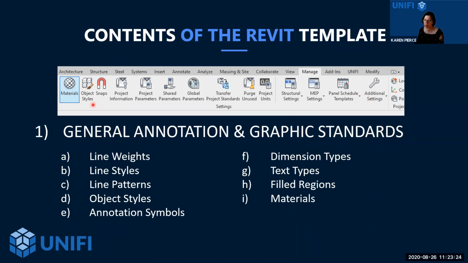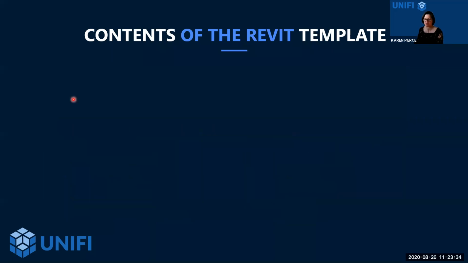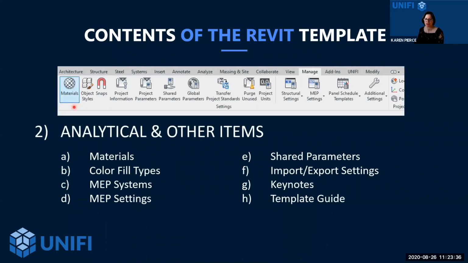I can also go after object styles, annotation symbols, materials. Materials are also, by the way, not just annotation and graphics, but as you see on the next page here, it's also about analytical. Materials have things like physical and thermal properties. So ensuring that not just does it look right, but if I'm going to be doing any sort of energy calculations or light analysis, I'm definitely going to want to make sure my materials are set appropriately.